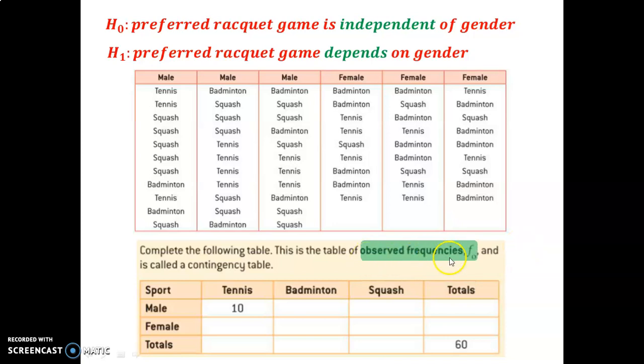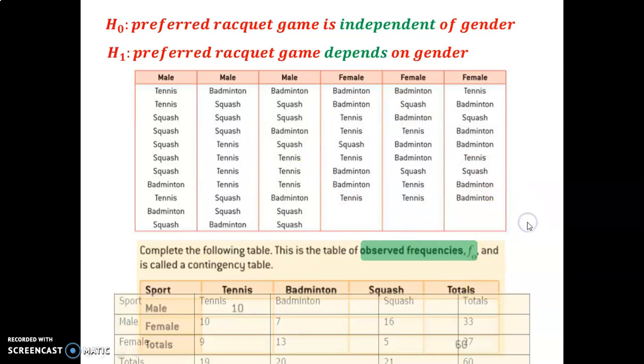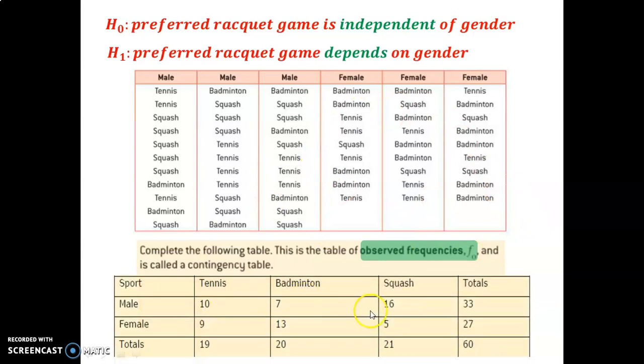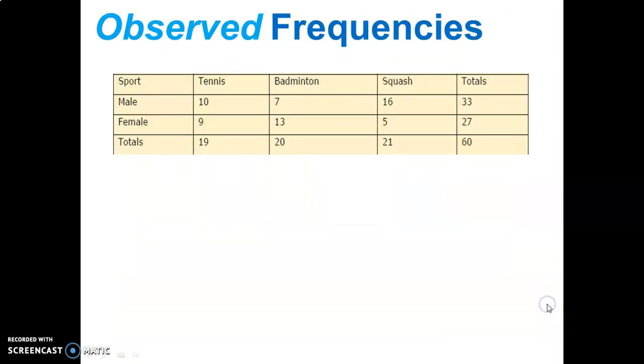Okay, so again, these are called observed frequencies. This table shows the actual data we have from the survey, and these are the numbers you should have. So double check yours. We're going to use these numbers as we continue. Now we have that table of data, which are called our observed frequencies.